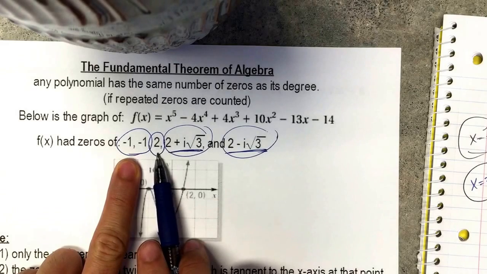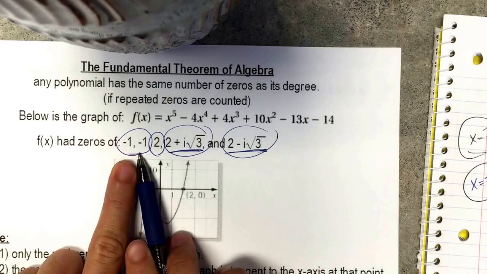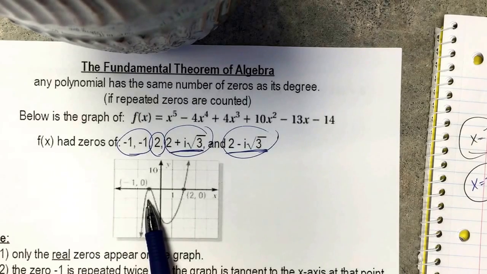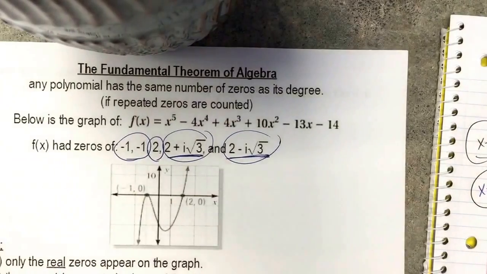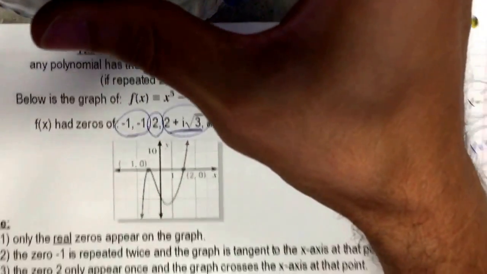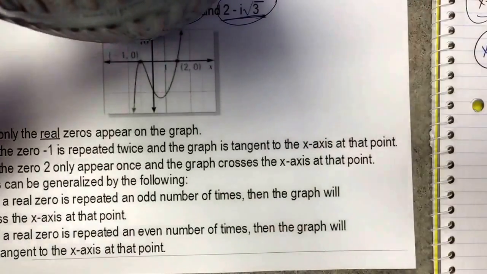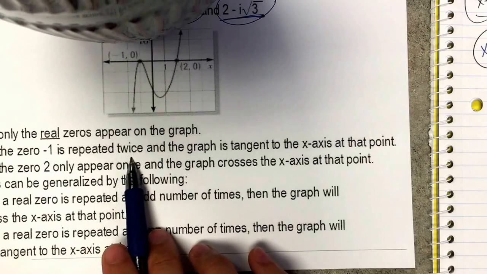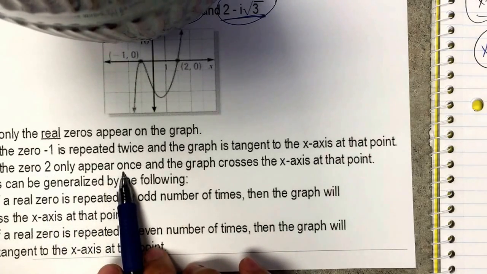At 2, it repeated just once, so we pass through the x-axis at 2. -1 repeated itself an even number of times, twice. That's why we bounce at that particular coordinate point. So all the things that we've talked about come together with the fundamental theorem of algebra. And all of this explanation on the bottom is the words of what I just told you. Only the real zeros show up. -1 repeats twice, that's why we bounce. 2 appears only once, that's why we pass through.